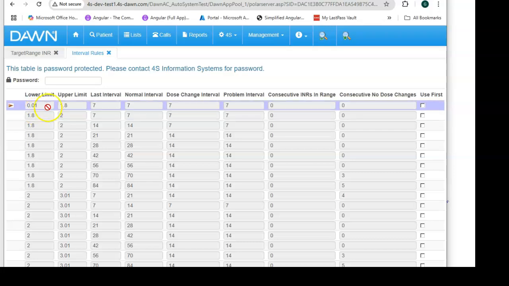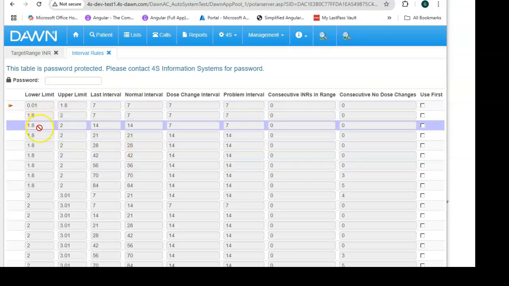So what we can see is if the INR is below 1.8 and the patient's last interval was greater or equal to 7 days, they will get 7 days, whether it's the normal interval or the dose change interval. Normal interval is if no dose change has been suggested. Dose change interval is if dose change has been suggested.